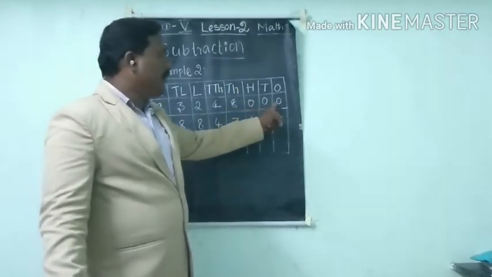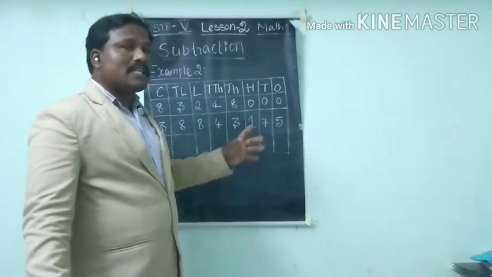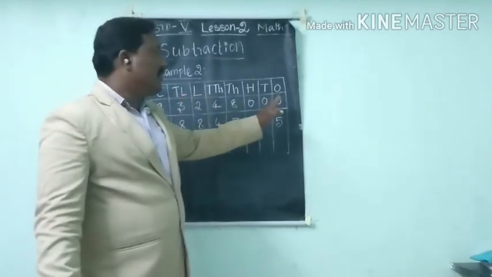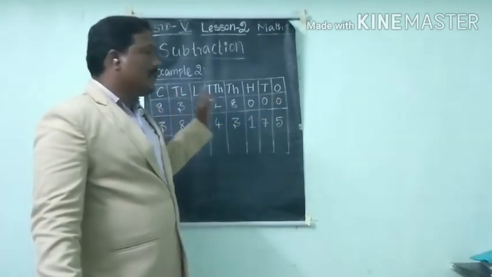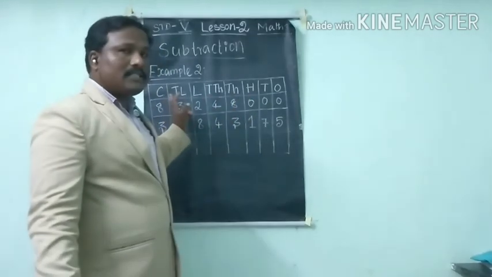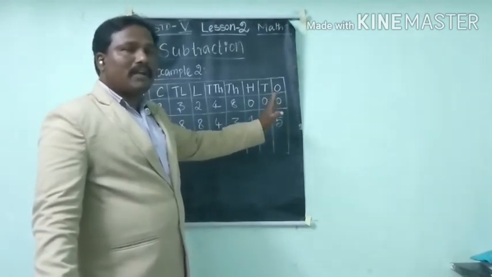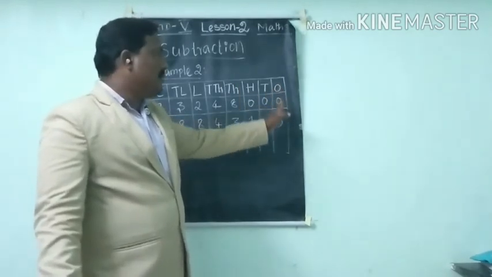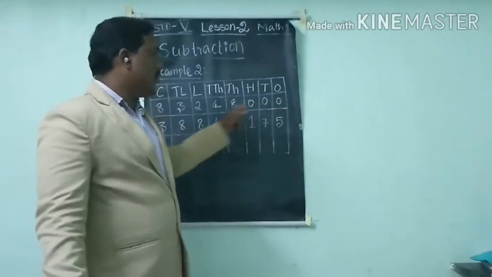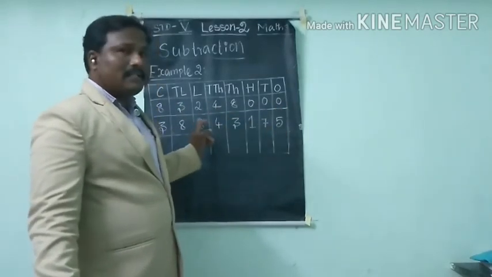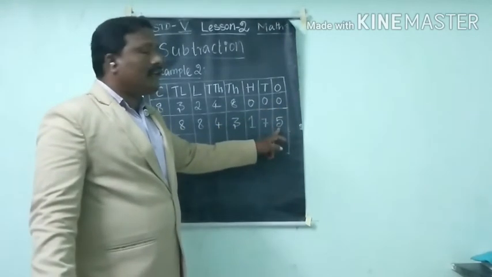Before that, whenever we do addition and subtraction, we start from the ones place and move to the highest place value. Ones, tens, hundreds, thousands, this is the place value system, which we already know. So we always start addition and subtraction from the ones place. The upper number is the minuend and the lower number is the subtrahend. The minuend is always the bigger number and the subtrahend the smaller number.